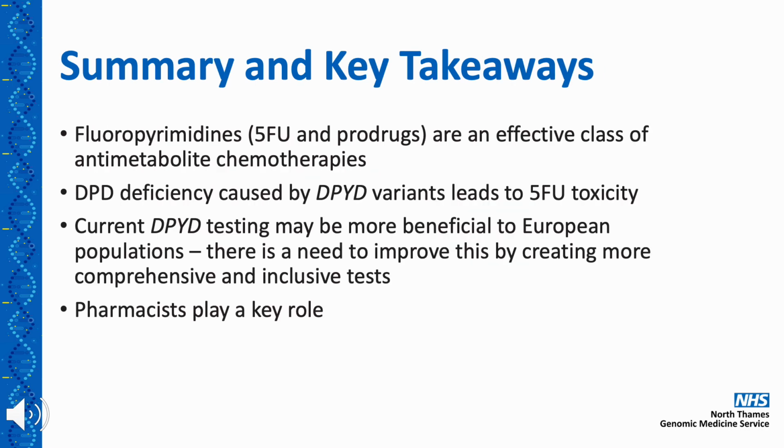To conclude, 5FU prodrugs are important and effective antimetabolite drugs used to treat cancer. DPD deficiency caused by DPYD variants leads to 5FU toxicity. Therefore, adjusting dosing after DPYD testing can help anticipate these issues. Current tests are unfortunately more beneficial to European populations, but this is something that has recently been addressed with the addition of the variants commonly seen in African ancestries and will hopefully continue to be addressed in the future.